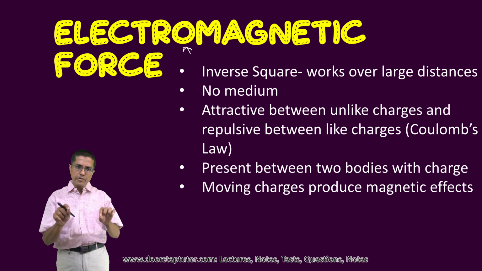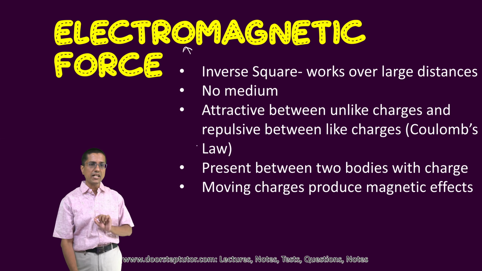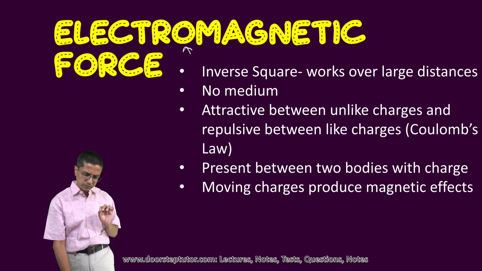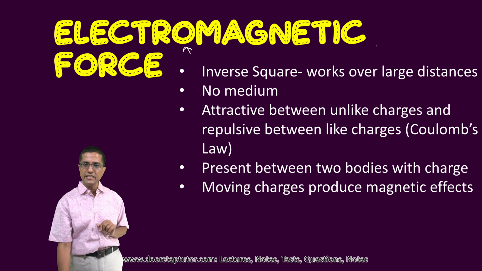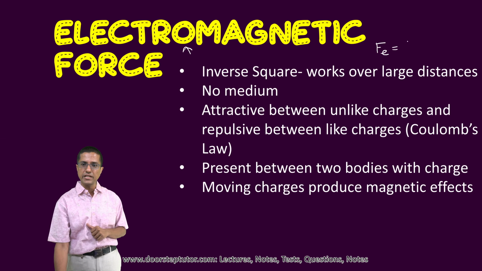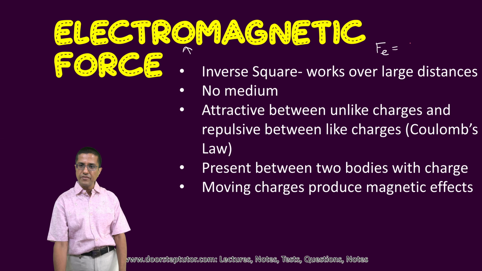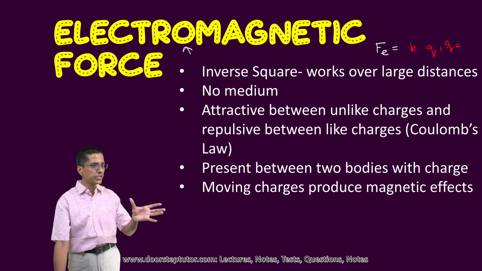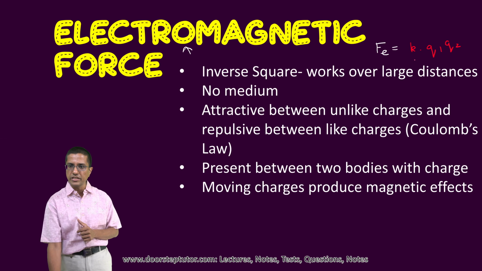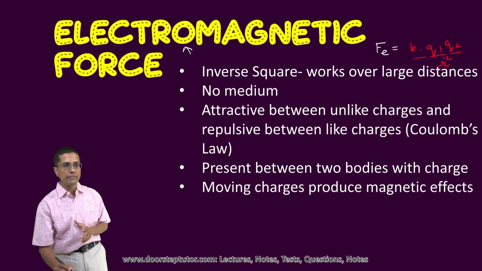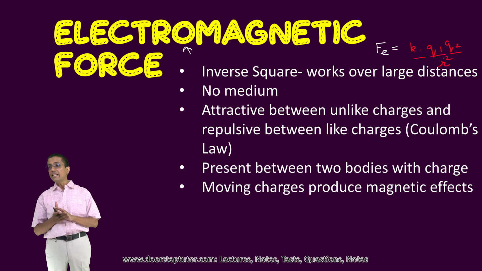So for now, we will be focusing on the electric aspect of it, and we'll assume that the two charges are just static. And in that case, the electric force Fe, the electrostatic force between these two charges, is given as Fe is equal to K Q1 into Q2, where Q1 and Q2 are the respective charges on these particles, upon R square. Notice the similarity between the gravitational force and the electromagnetic force.